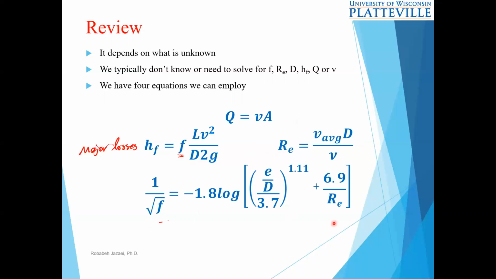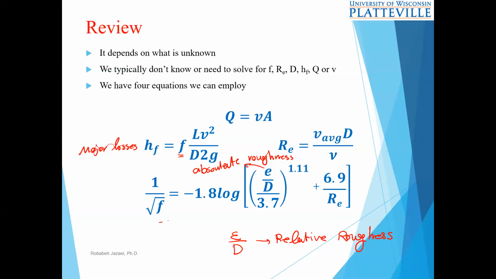So this is the Haaland equation. f is the friction factor. Epsilon, do you remember what epsilon was? It's absolute roughness. And epsilon over D in Moody's diagram was relative roughness. So be careful about terminology. One of them is absolute roughness, the other one is relative roughness.